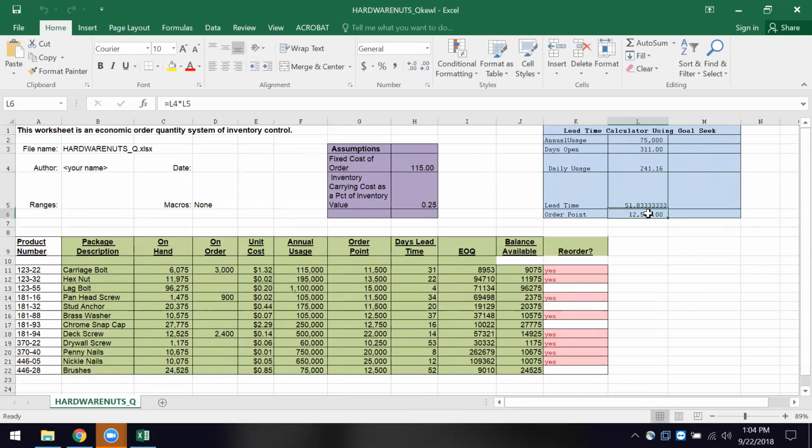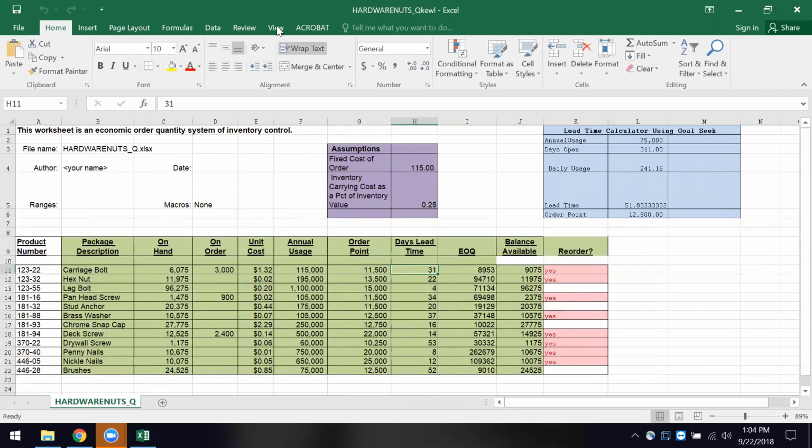Okay, and we have the order points, and we try to figure that out. Now, over here in this example, we're going to move from this blue area down into the green part. This is the computation outcome area. You'll see the days lead times are all given.